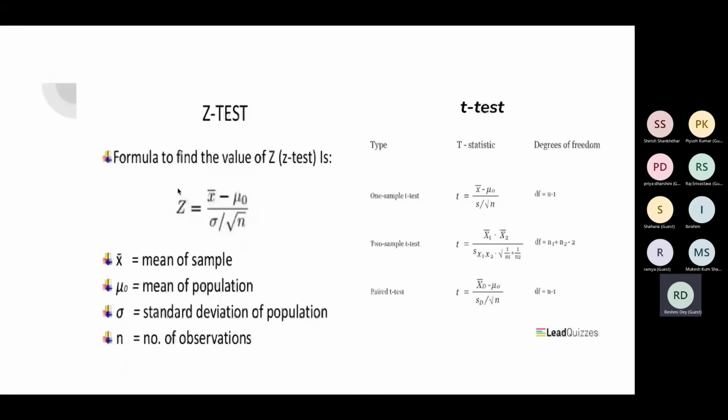These are the formulas for the Z test. Here X is the mean of the sample, mu naught is the mean of the population, sigma is the standard deviation of the population, and small n is the number of observations. The T-test has more than one formula which you will study further later. I've just given the formulas here with the degrees of freedom.